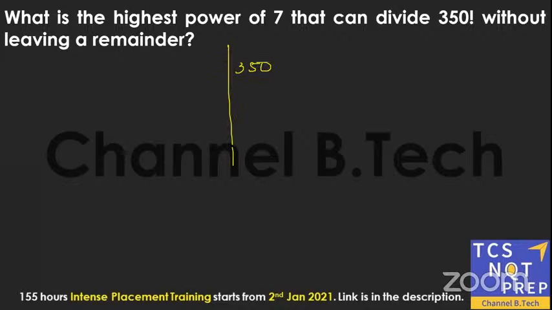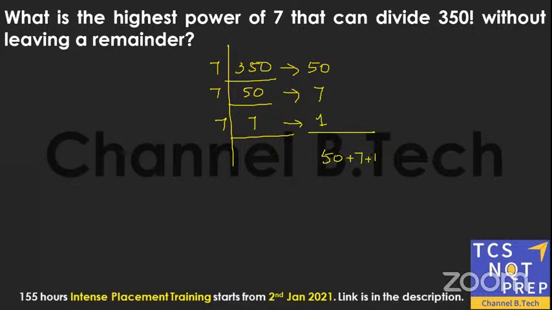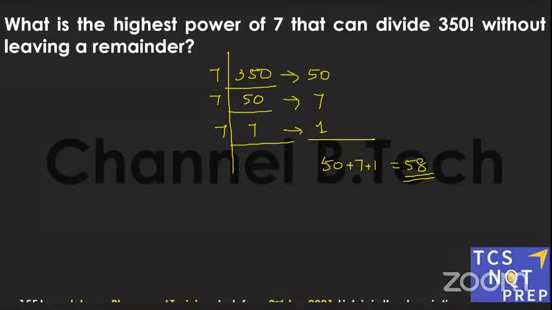So 350, and you divide this by 7, you get 50 as quotient. When you divide this 50 by 7, you get 7 as quotient. When you divide this 7 by 7, you get 1 as quotient. Now you got a value which is less than 7. So stop at this point. So 50 plus 7 plus 1. That's all. 58. Right? It takes less than 20 seconds to solve these kinds of questions, right? Once we know this method.